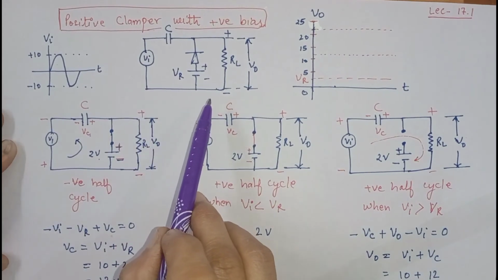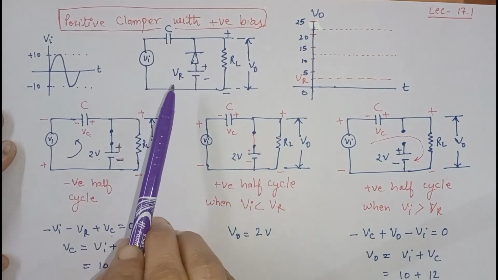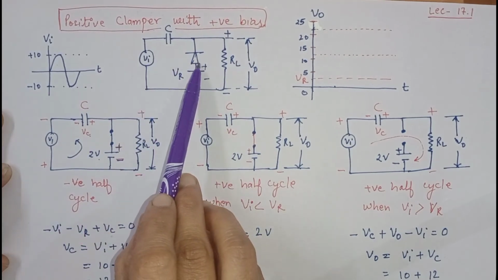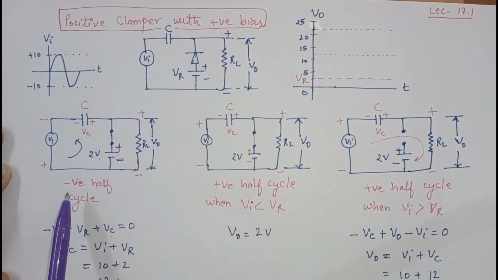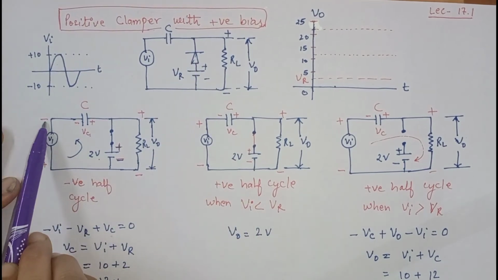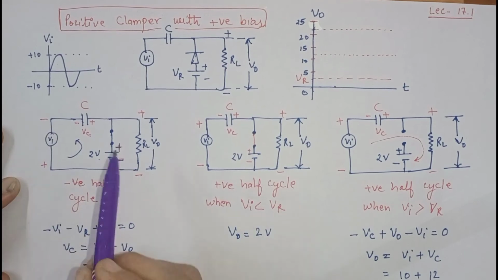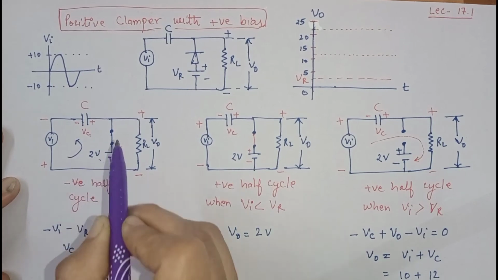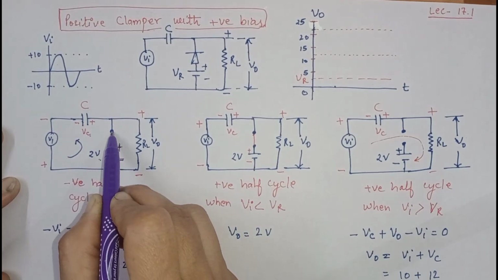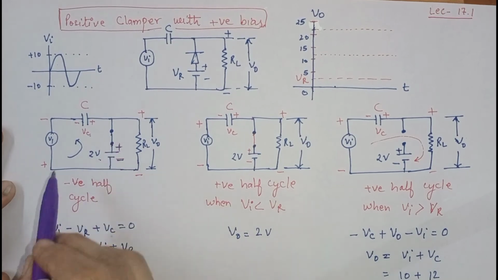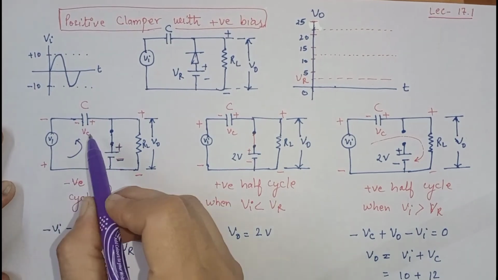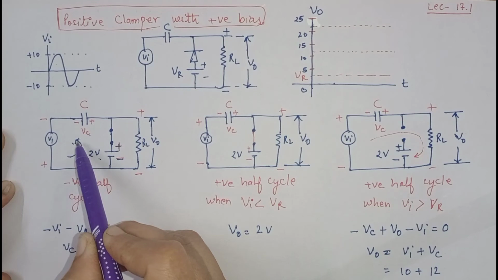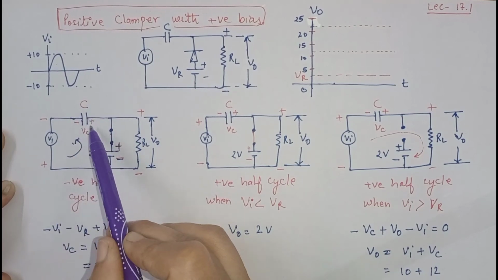Now we will analyze this circuit. We will start our analysis when this diode is forward bias. This will be forward bias during negative half cycle. So during negative half cycle, this terminal is negative and this terminal is positive. So the current flows in this direction, and this bias voltage also forward bias this diode. So this diode will act as a short circuit. Now we will find out the voltage across this capacitor. As the current flows in this direction, this capacitor is charged with this polarity.